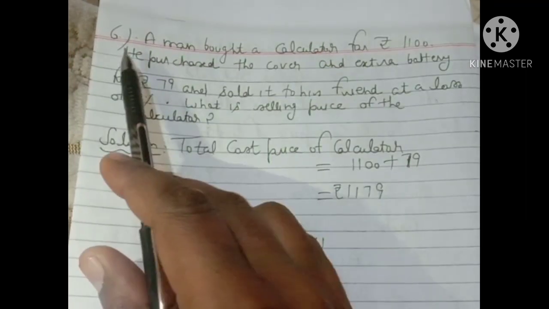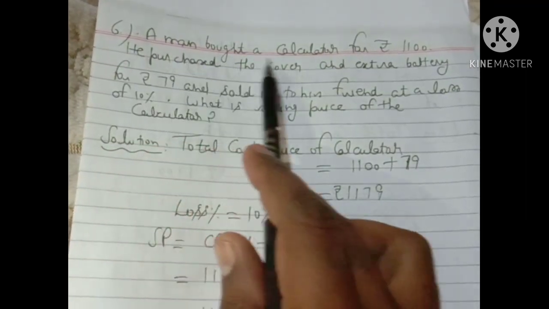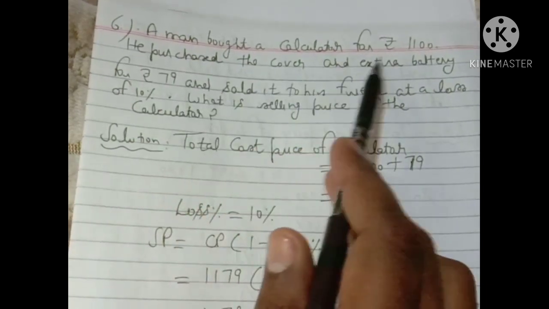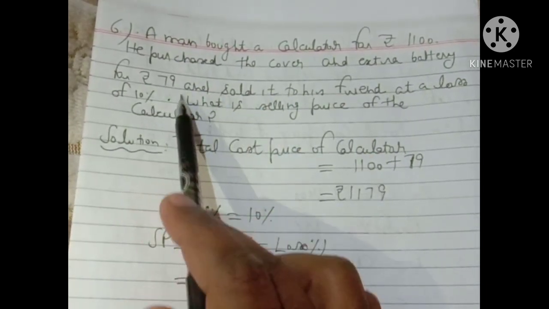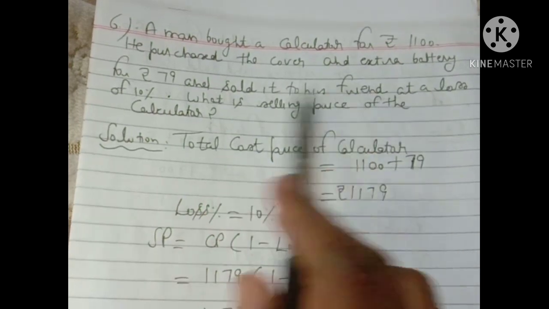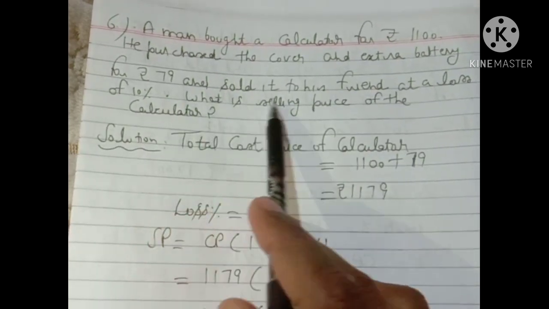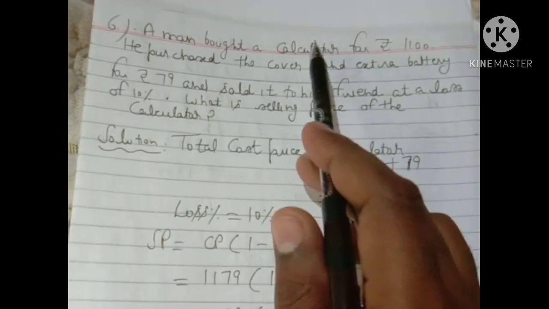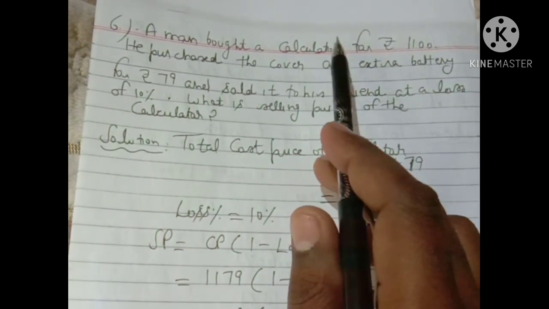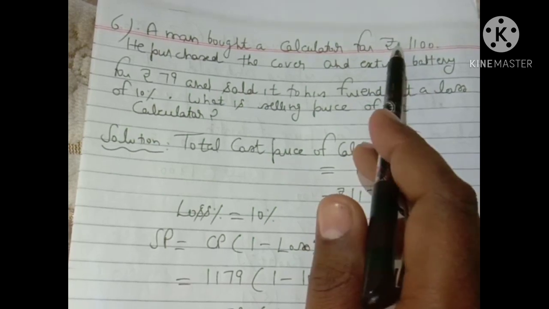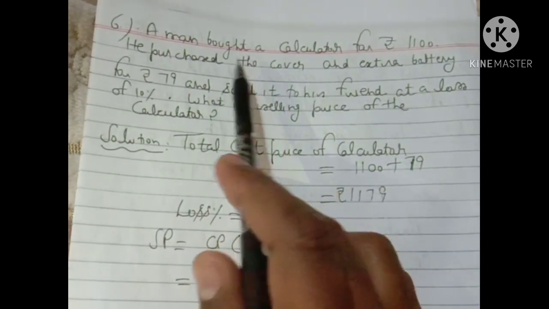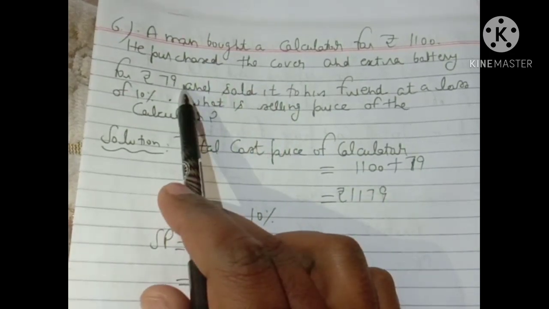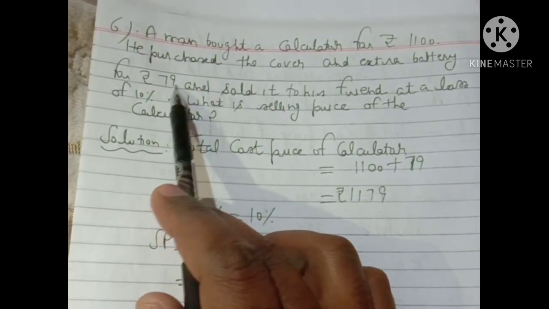Okay, now see the sixth sum. In this sum a man bought a calculator for rupees 1100, and he purchased the cover and the extra battery also for rupees 79, and then he sold it to his friend at a loss of 10%. So what is the selling price of the calculator? First of all, the man bought a calculator, which means he spent rupees 1100 on the calculator, and further he spent some extra money for buying the cover and the battery, that is rupees 79. So this is also his cost price.